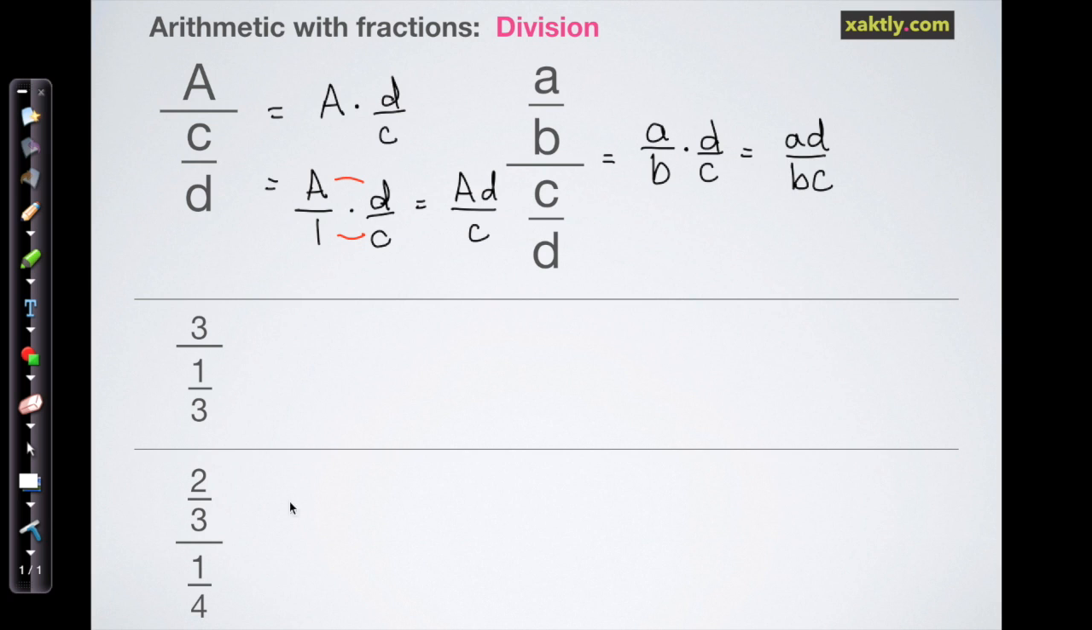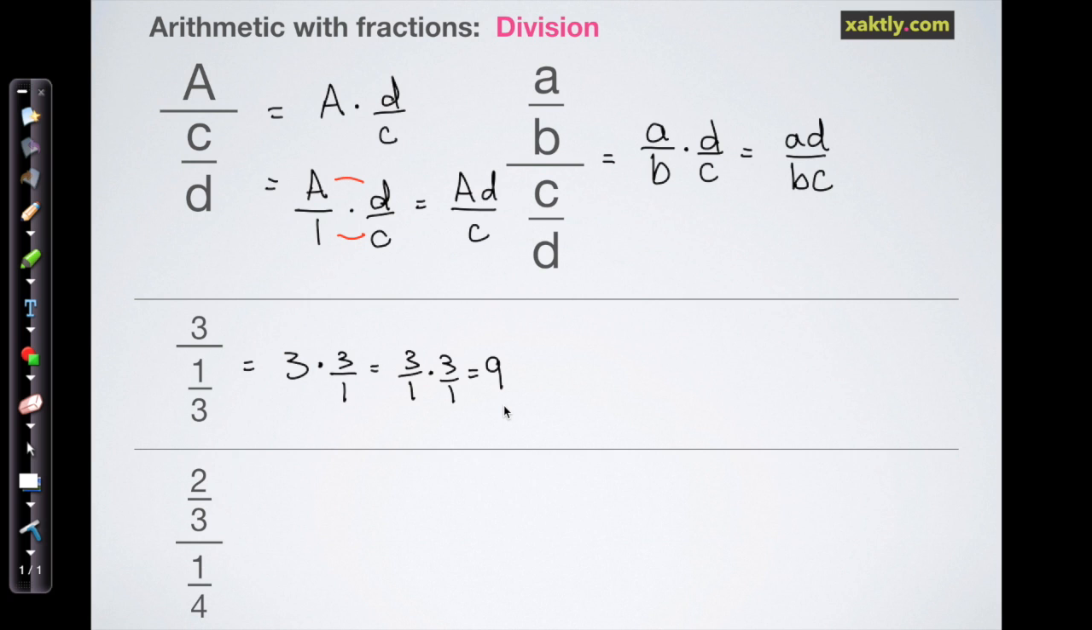So here's a simple numerical example. 3 divided by 1/3. Well, that's just 3 times 3 over 1, or 3 over 1 times 3 over 1, which is 9 over 1, which is just 9. But the question is, what does it mean to divide 3 by 1/3?